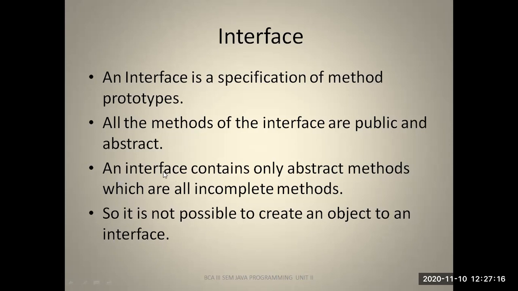Next, an interface contains only abstract methods, which are all incomplete methods. I think everyone understood this point. An interface contains only abstract methods, not any other methods. And we know that abstract methods are incomplete because they don't have a method body. So it is not possible to create an object of an interface. Just now we said we cannot create objects for abstract classes; similarly, for interfaces we cannot create objects because they have all incomplete methods inside them.